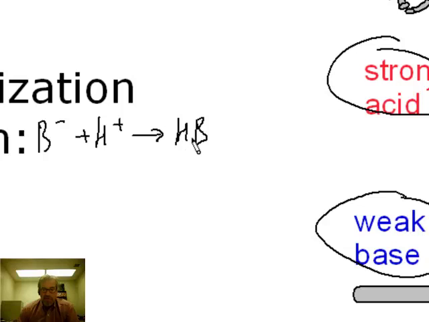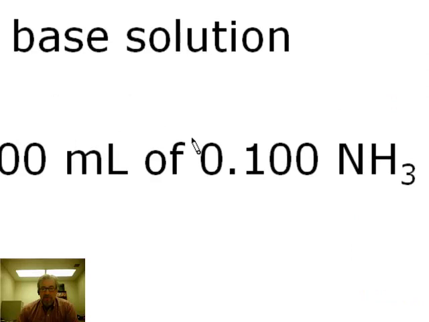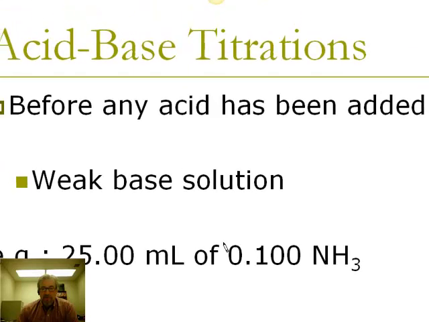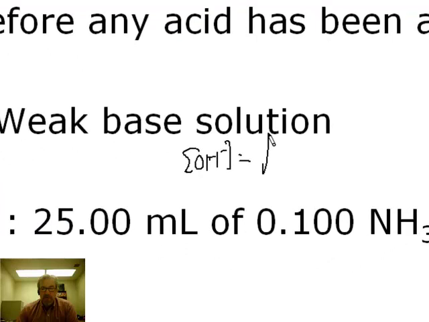Let's look at the phases of titration. Before we've added any acid to the solution, we just have a weak base solution. And pH is going to be dictated by the concentration of OH minus, which is just going to be equal to the square root of Kb times the initial concentration of our weak base.